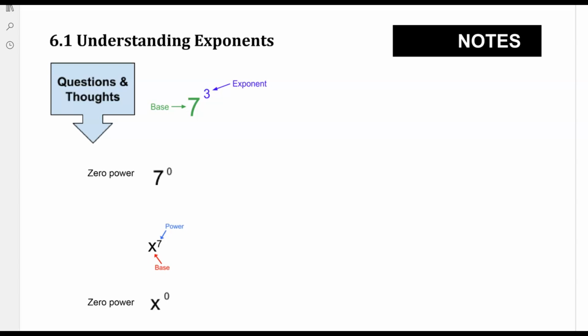Welcome to lesson 6.1, where our goal is to understand exponents. Now I know that you've used exponents before, but I really want to break this down so that you understand what exponents are and you can understand them without using a calculator.